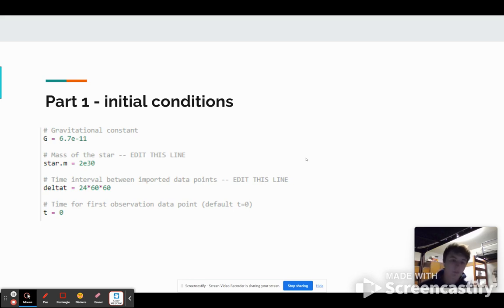So in part one, we have a black hole. We have a planet. Here are our initial conditions. The mass, it's not a planet, it's a star, sorry. The mass of the star is 2 times 10 to the 30. Gravitational constant is there. And then the delta t is just the time it takes for 1 day, that's 84,600 seconds. No, it's the number of seconds in a day.